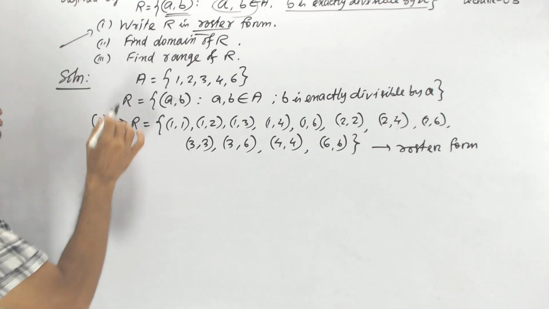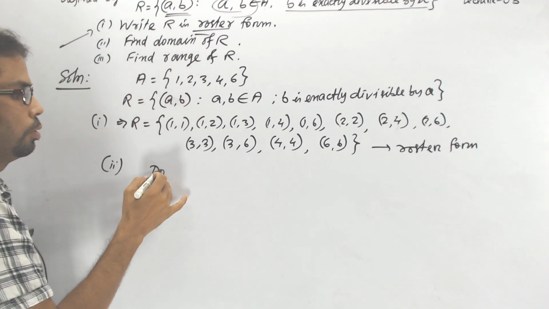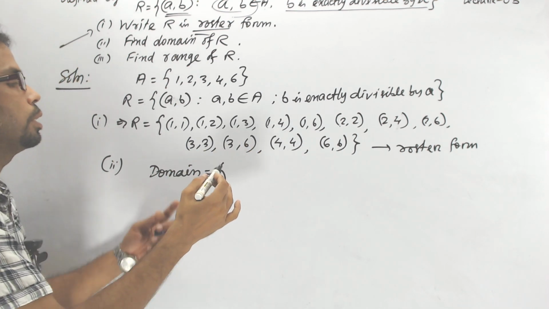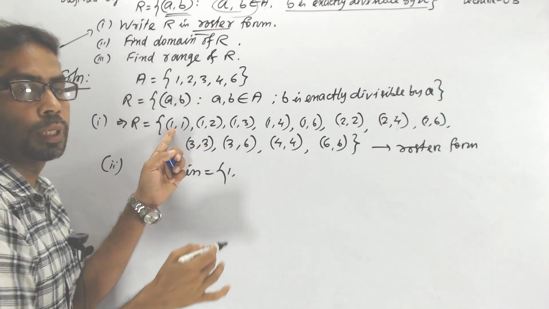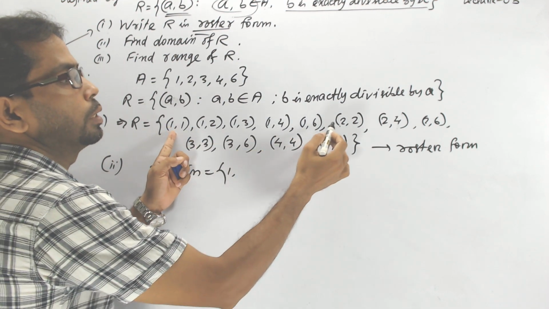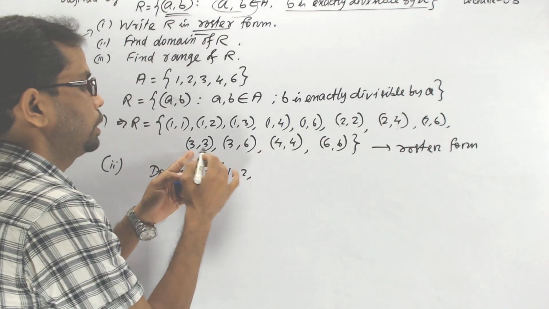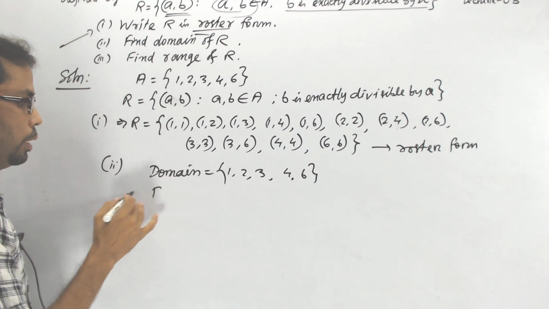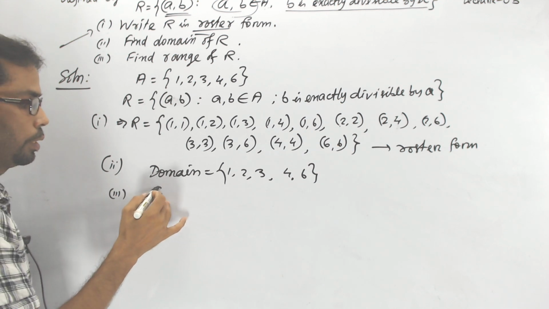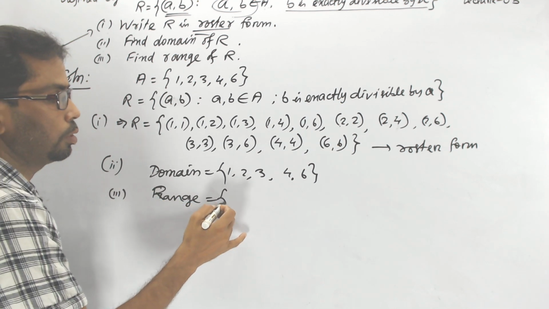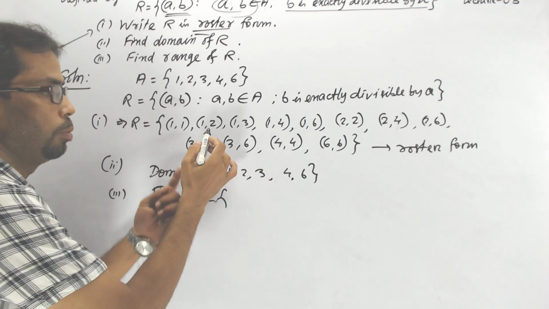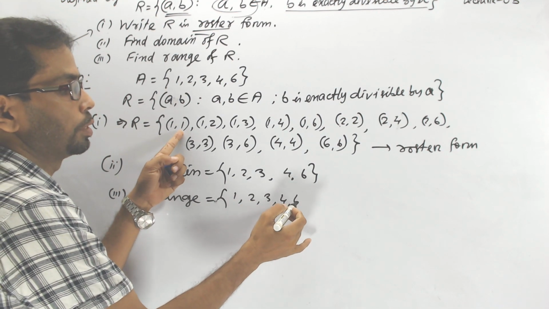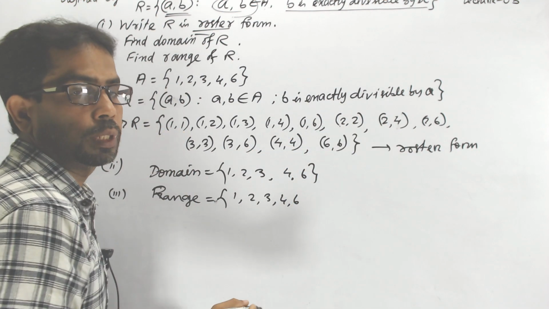Then second part, you are asked to find the domain. So domain means the set of all the first components of the relation. First components: 1, again 1, we cannot repeat elements in a set. Then 2, cannot repeat, then 3, 4 and 6. That is the domain. Then the third part is to find the range, and range is the set of all the second components of the elements of the relation. Second components are 1, again 2, 3, 4, 6. Then same elements we cannot repeat.